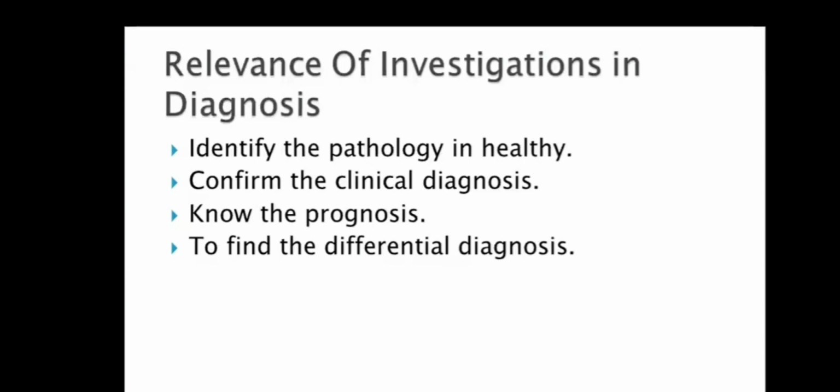For example, the ESR may be around 100, the CRP may be around 40 or 60, and other blood parameters may denote the inflammatory process of the body. But at that point in time, we cannot make a final diagnosis. So you have to keep a running diagnosis, and then you have to arrive at a final diagnosis. For this, the investigations will help you. So that is very important.